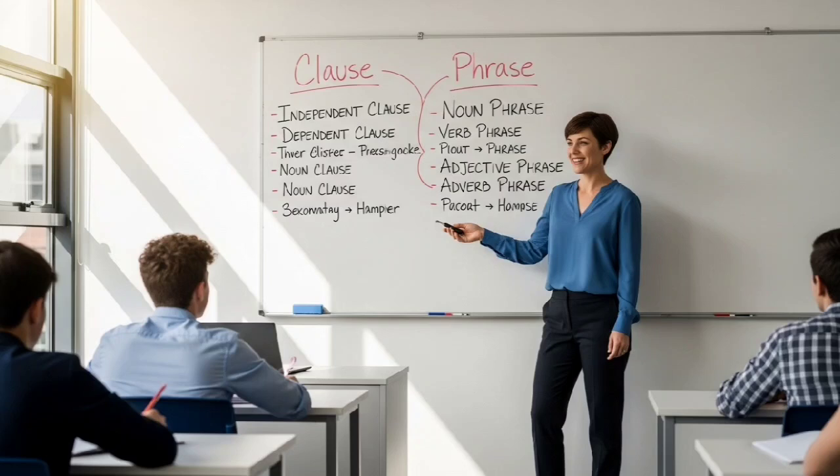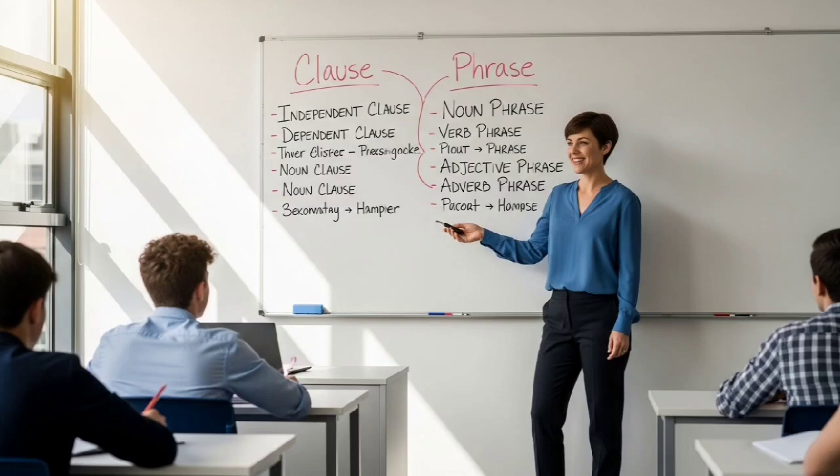Here is an example of a phrase: in the park. Here is an example of a clause: she is playing in the park. In short, a phrase gives information but no full idea. A clause gives a complete or partial idea because it has a subject and a verb.